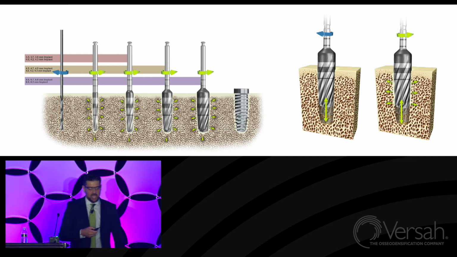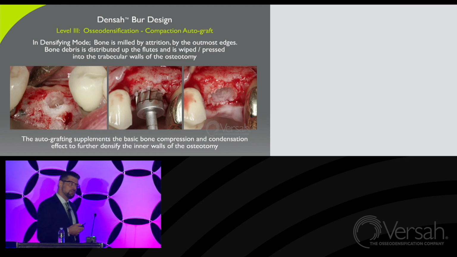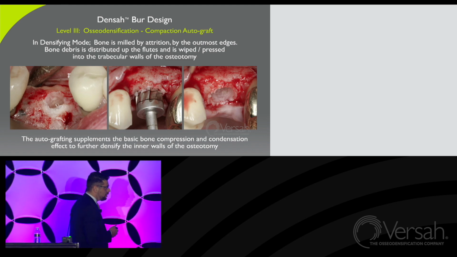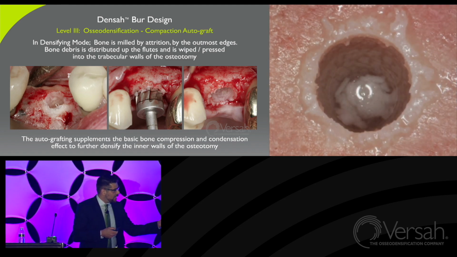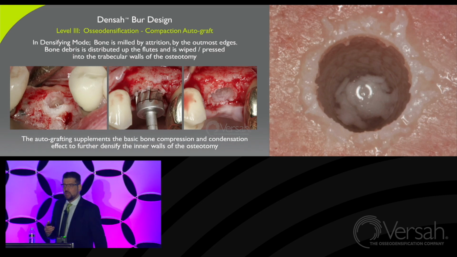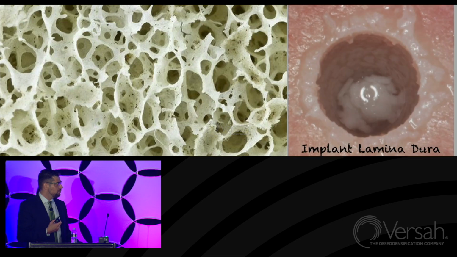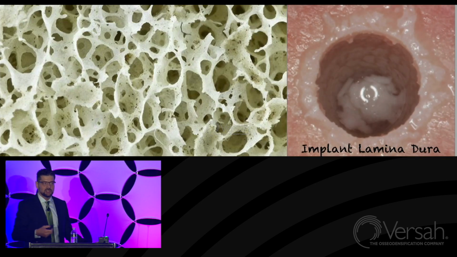The consequence of that is what Dr. Quaice called the halo of osseodensification. To me, this can go a little bit further. Since I'm getting all these marrow spaces obliterated with bone, what I think is being created here is an implant lamina dura, just like sockets have.